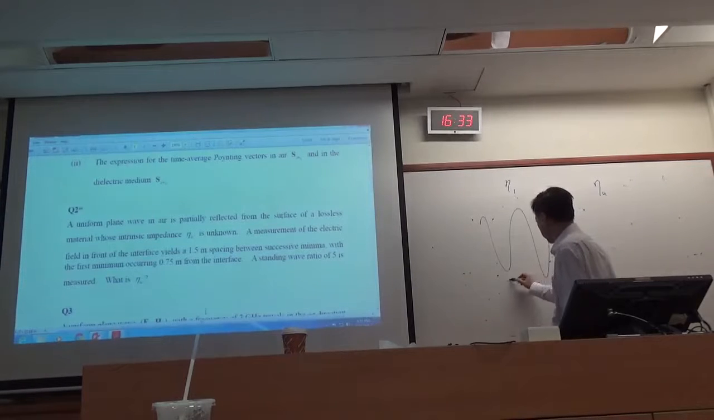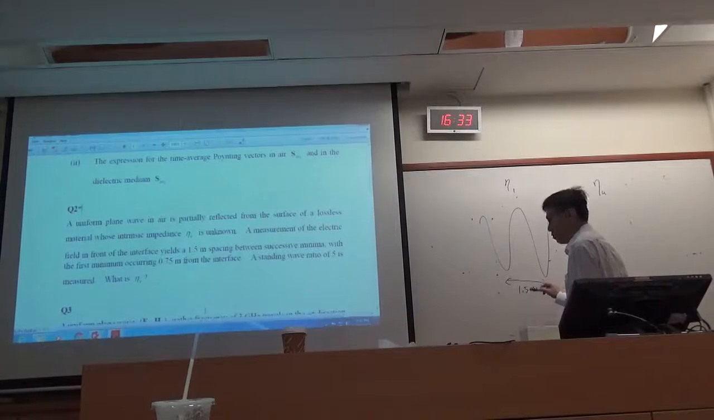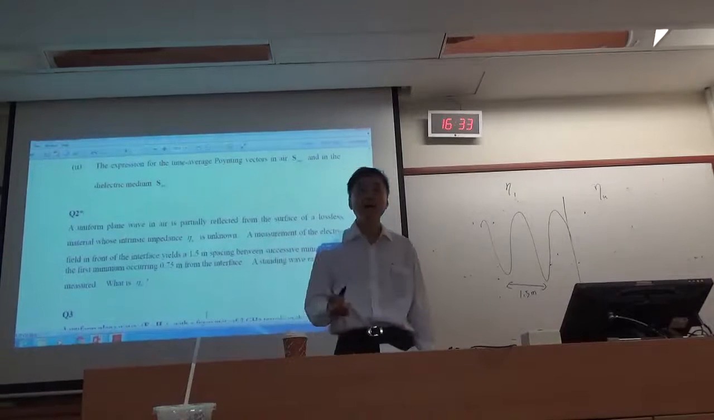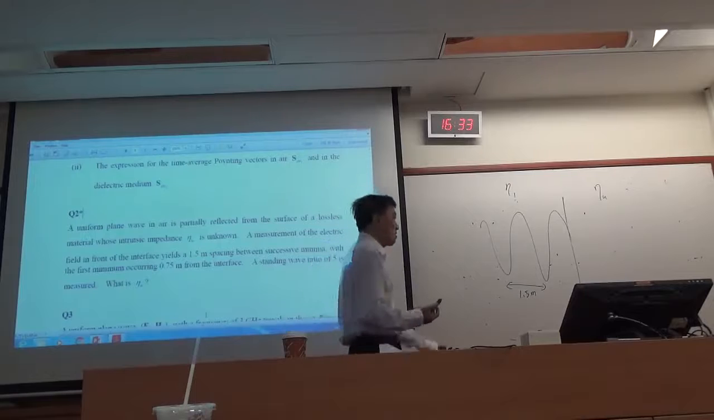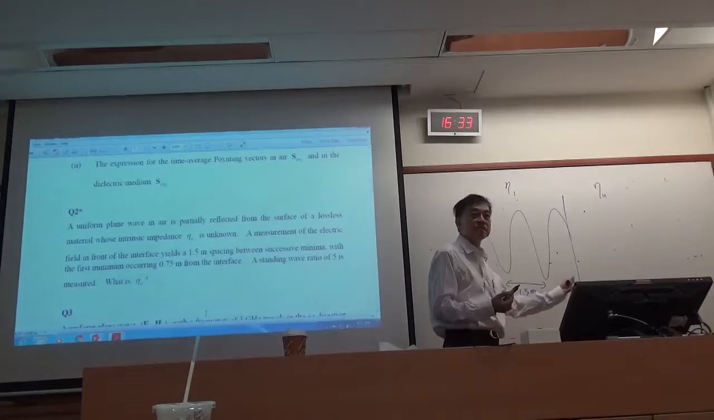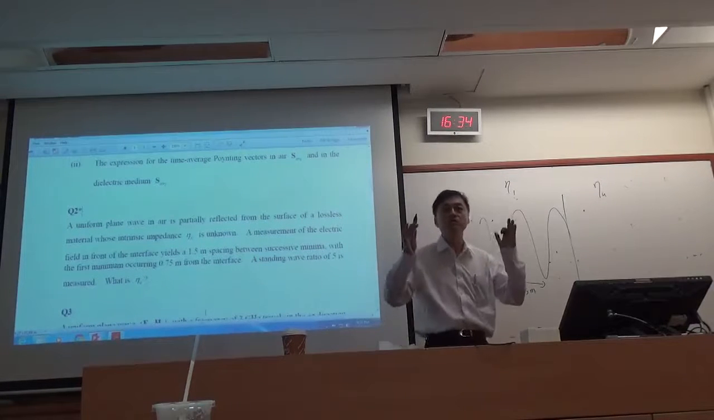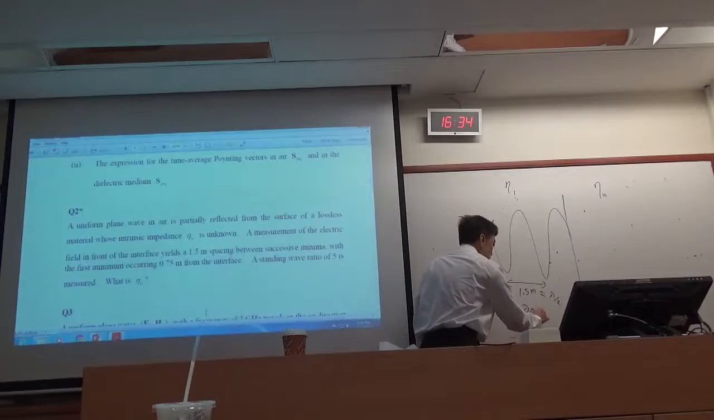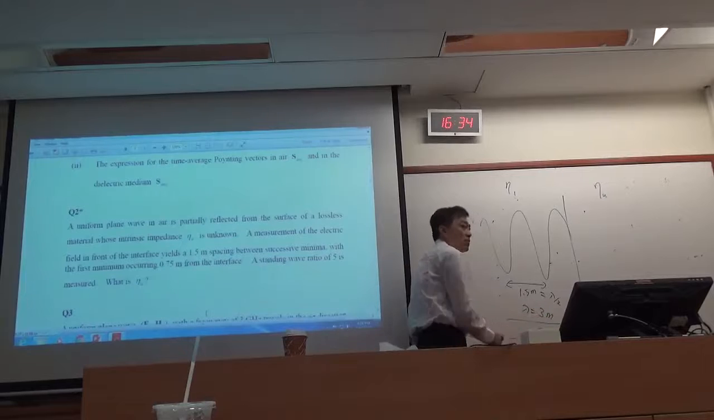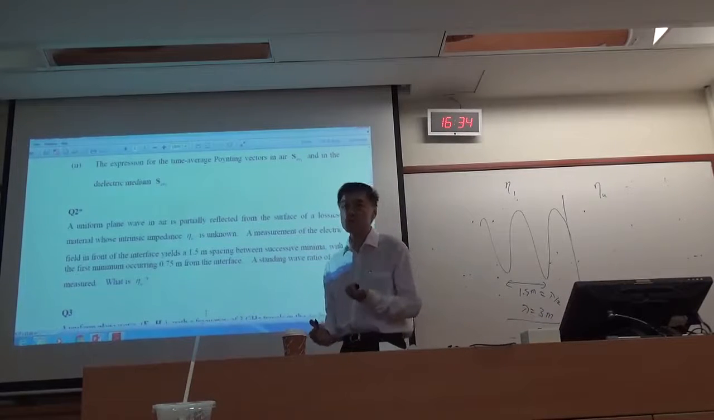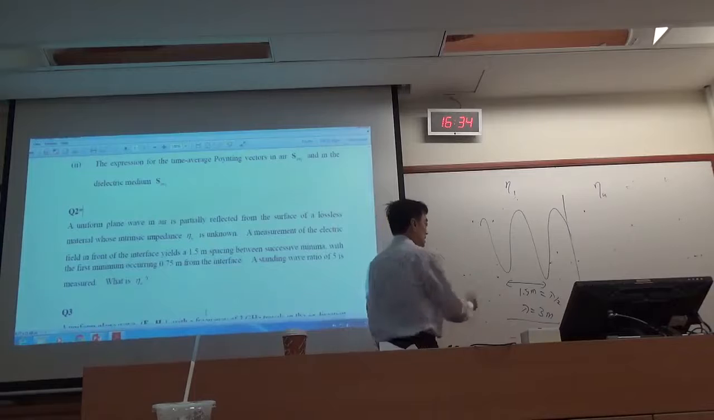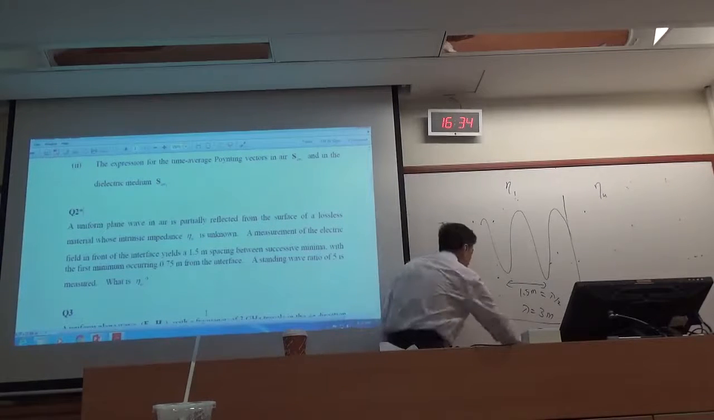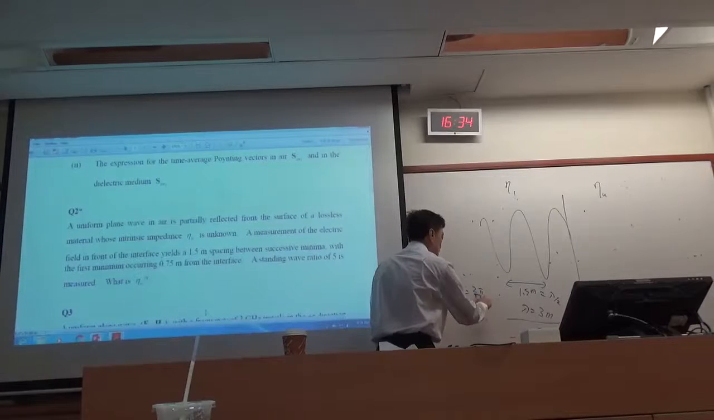Successive minima is 1.5 meter. Okay, what does it mean now? That means lambda is 3 meter, because remember we said that for a standing wave the successive spacing is equal to lambda by 2. This is lambda by 2, so lambda is equal to 3 meter. Okay, we know one thing already. When lambda is equal to 3 meter, that means k is equal to 2 pi over lambda. We also know that, so I know the propagation constant as well.